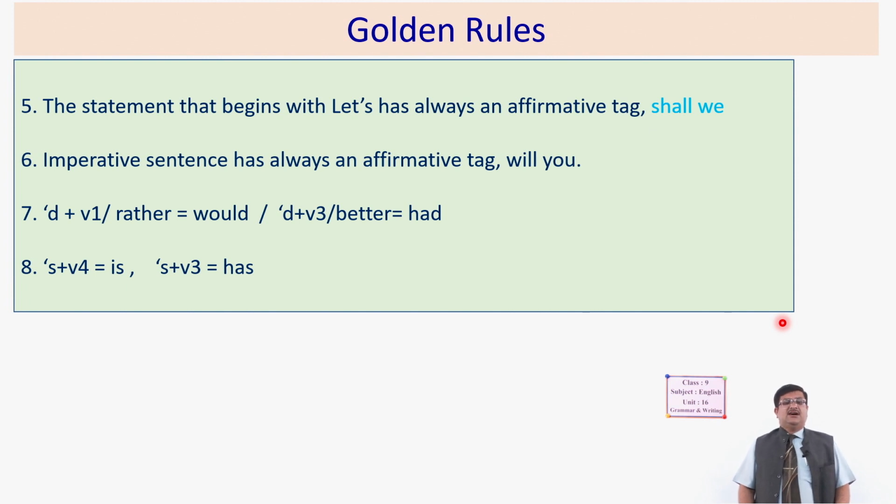Another rule is when there is 's with the ing form of the verb, there must be "is" in the tag, and when there is 's with the past participle form of the verb, there must be "has" in the tag. Did you understand, student? So these are the general but very, very important rules in question tag.